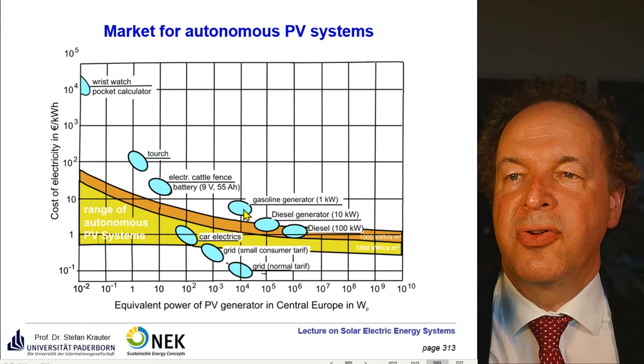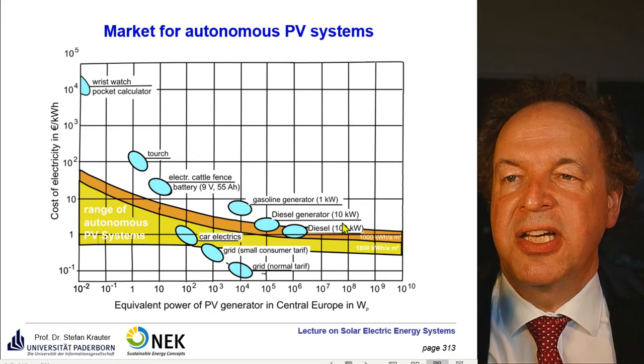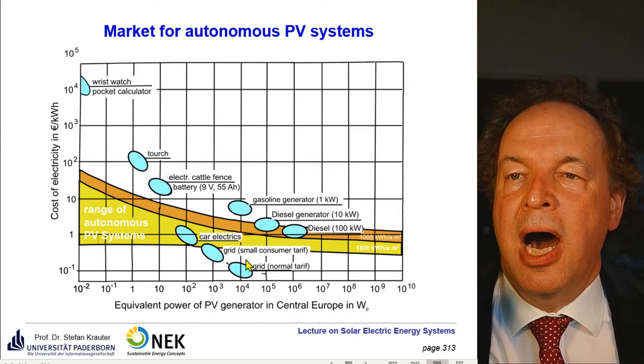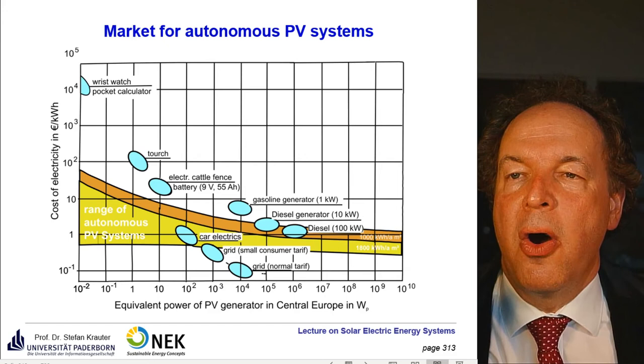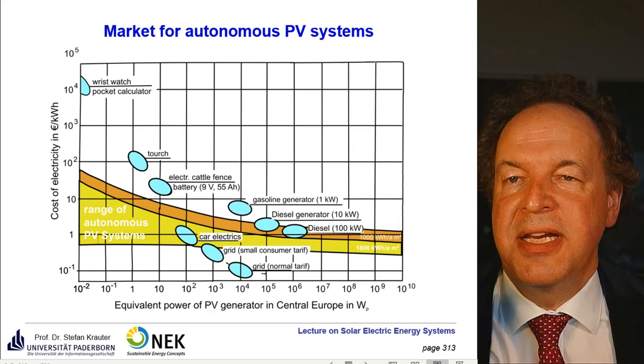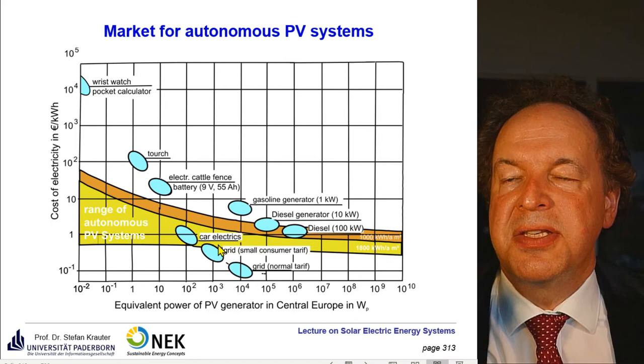Then you are even competitive with a gasoline generator of 1 kilowatt of power, or a diesel generator of 10 kilowatt, or even with a diesel generator of 100 kilowatt. Especially, the yellow part is for sunny areas south of Germany, so you have more irradiance than in Germany. This is a yearly irradiance of 1,000 kilowatt hour per square meter per year. The lower part is for 1,800 kilowatt hour per square meter per year. And even nowadays in sunny areas, you are competitive with small consumer tariffs.